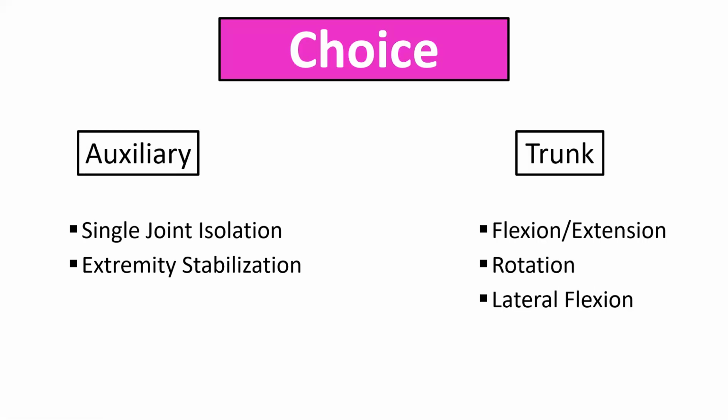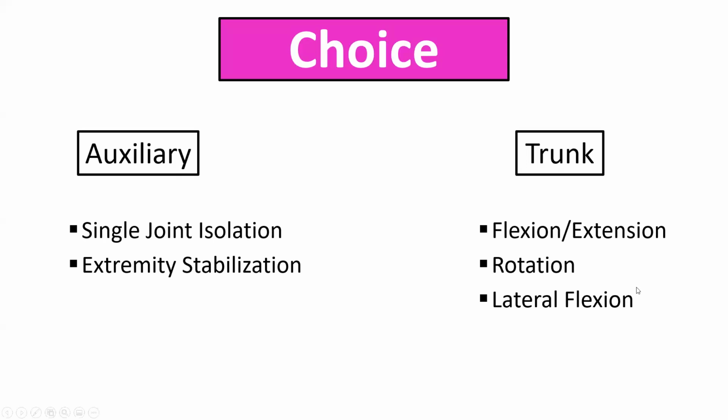When it comes to the trunk, I look at these as our 3 movement patterns available at the trunk. We have flexion extension, we have rotation, and we have lateral flexion, or we have sagittal plane, transverse plane, frontal plane for our trunk motion. We also can resist all of these. We can resist flexion or anti-flexion, anti-extension, anti-rotation, anti-lateral flexion. So we can cause the movement and we can resist the movement.